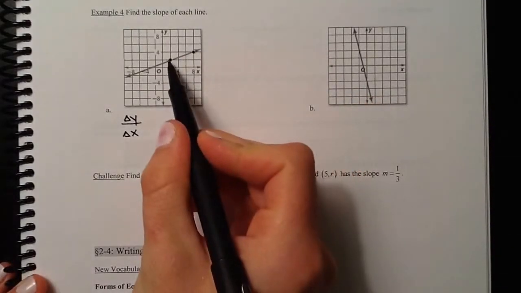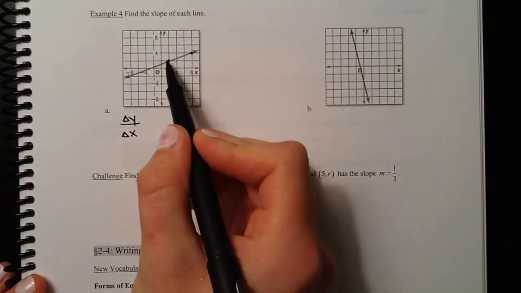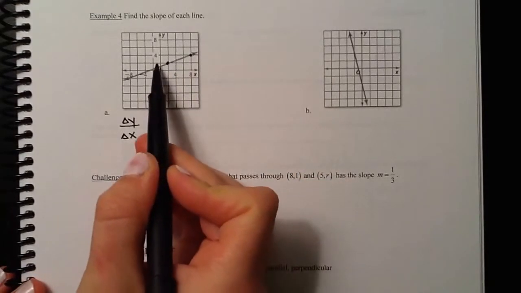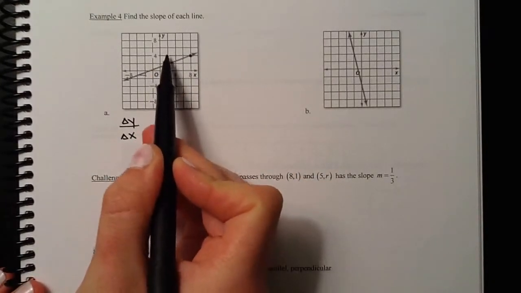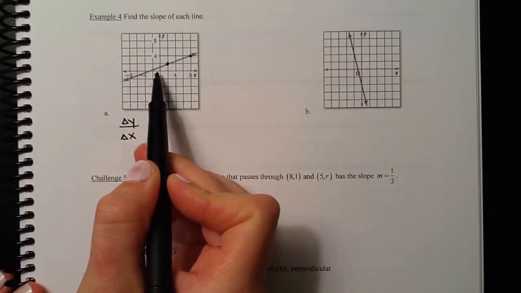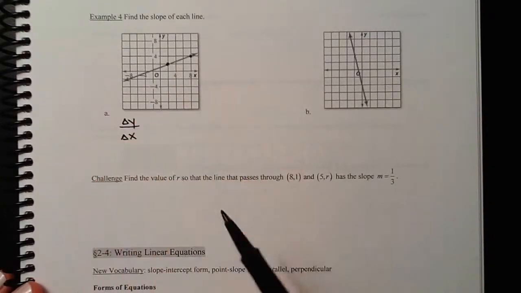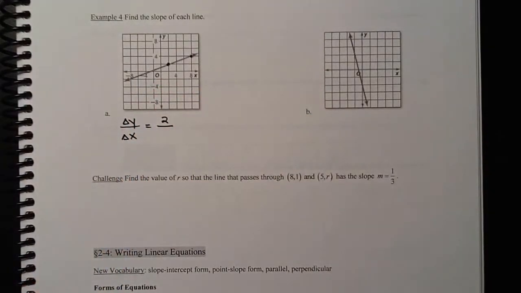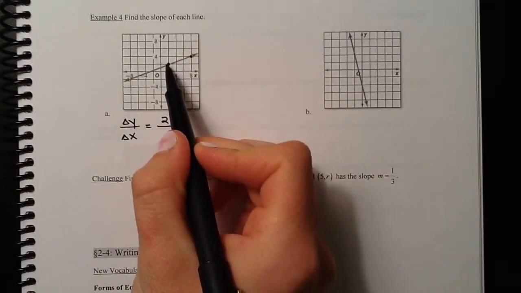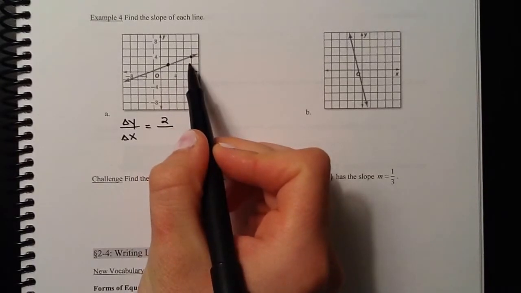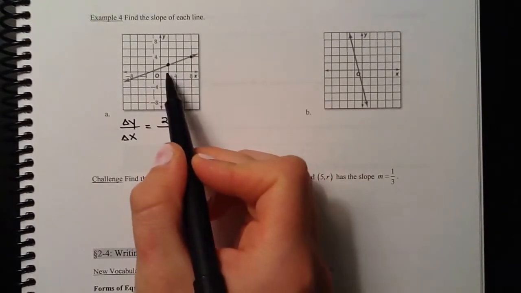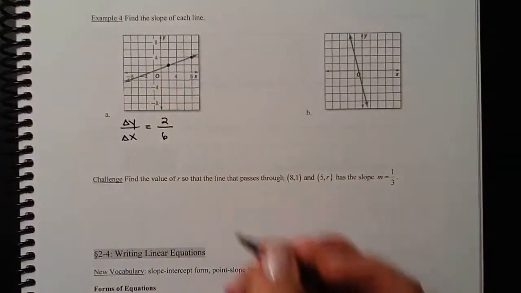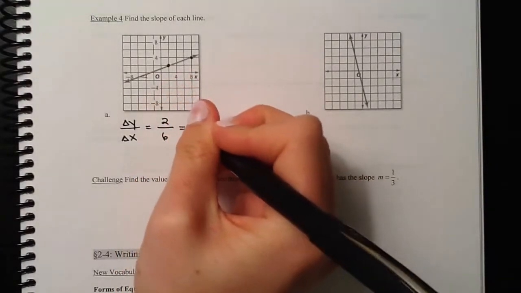So from this point to this point, we go up one box, but you can see on the label, this is not actually 1 unit, this is supposed to be 2 units, because it's labeled as 2, 4, 6, 8. So change in y, you go up 2 units, which means a positive 2, and then over to the right, 1, 2, 3 boxes, but again, look at the scale, it's actually 2, 4, 6. And 2 over 6 reduces down to 1 over 3.